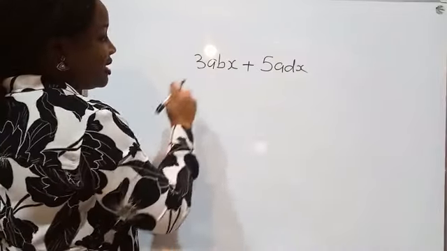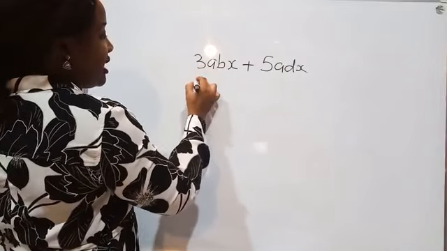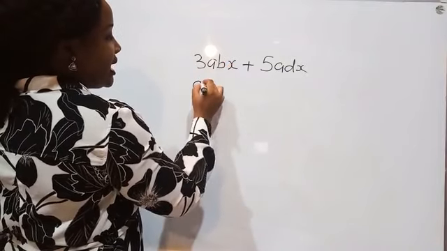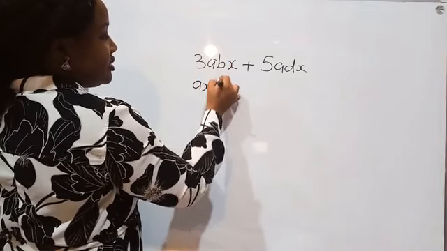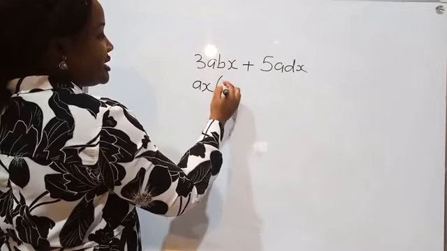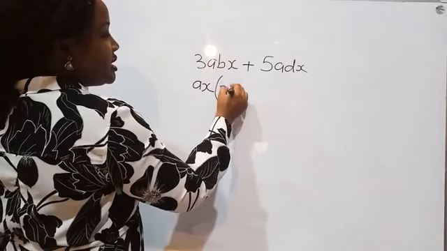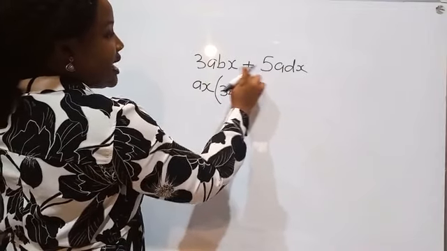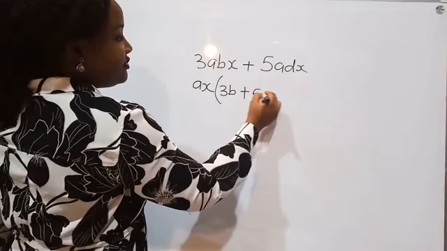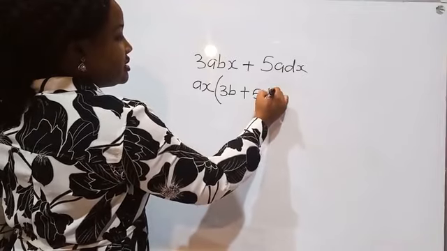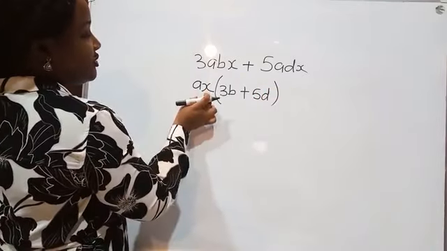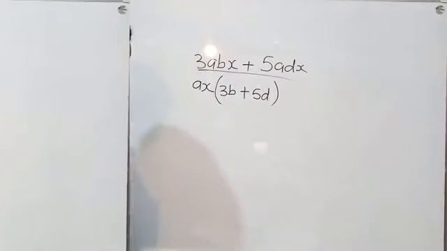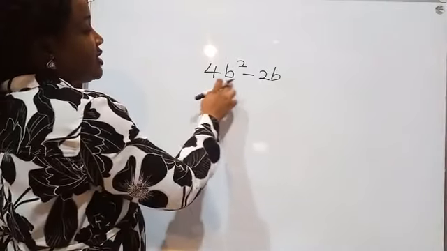Now consider another expression. You have a common between the two, b is not common, and x is. So when you take ax from this term, you have 3b, and when you take ax from this, you have 5d. So a product of this and this will give you the expression. So let's look at factorizing this expression.